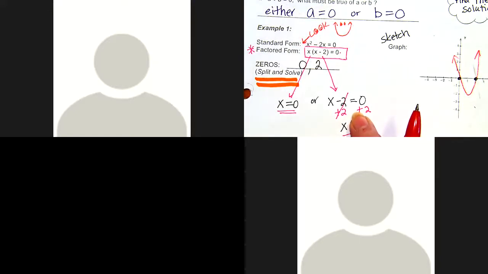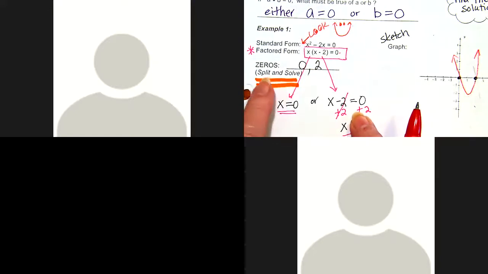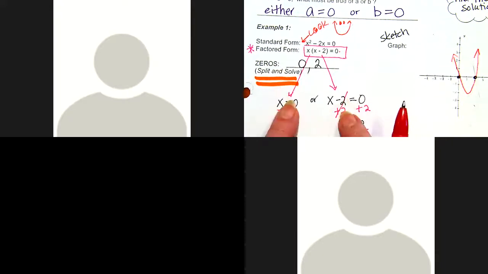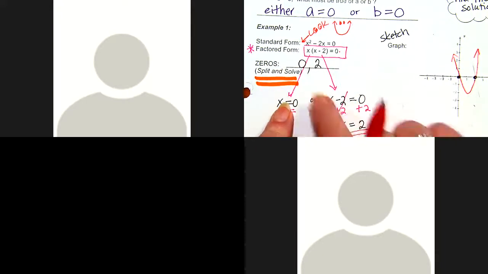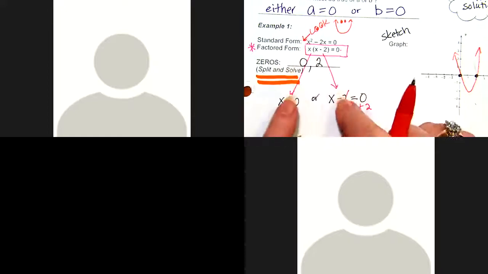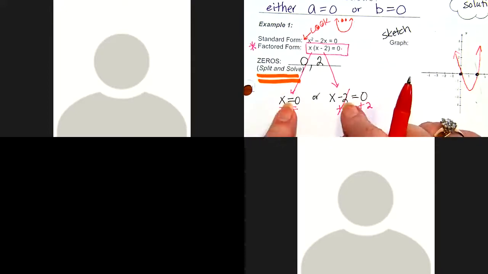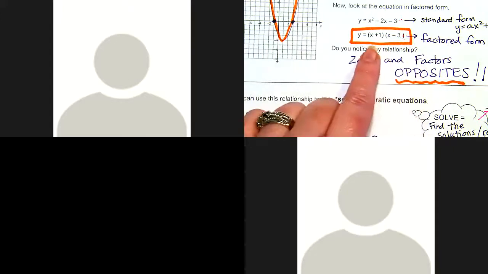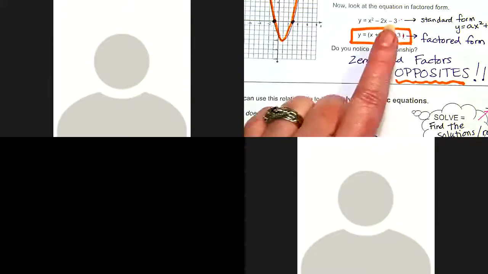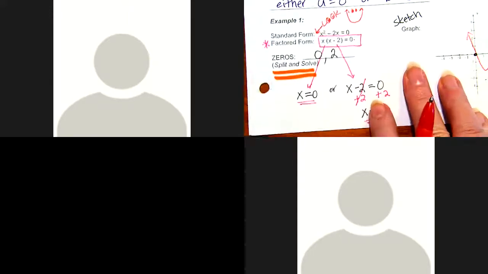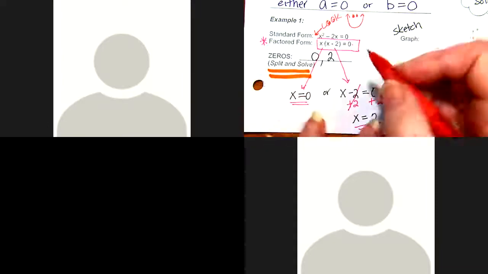So let me tell you a little bit about split and solve. Split and solve always works. If you've got the right factored form, this will always work. The opposite trick works sometimes. So when the opposite trick doesn't work, you can use split and solve. So we're going to practice this one here. Well, let's look for a minute at the opposite trick.